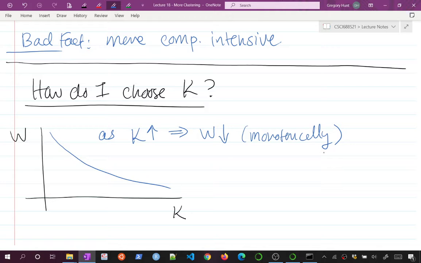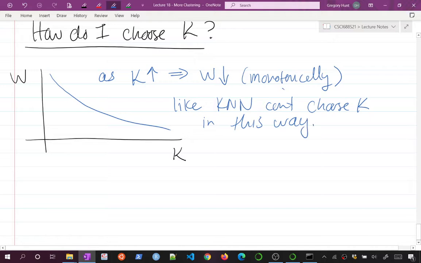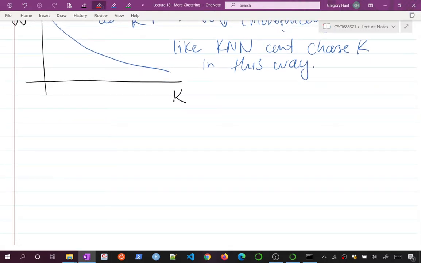And if I have fewer clusters, you're going to have things further away from that medoid, or more dissimilar with that medoid. So W more or less is going to monotonically decrease with k, and so you can't choose k in this way, fortunately.